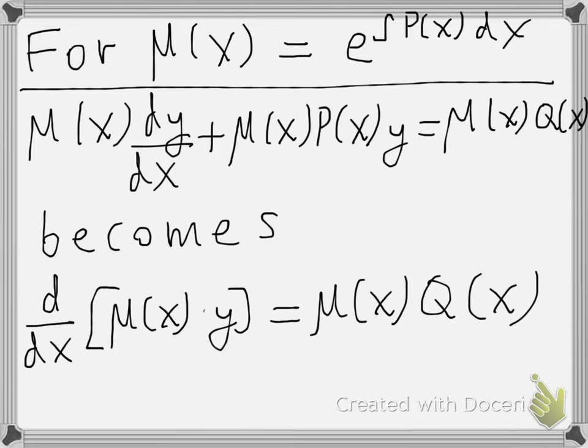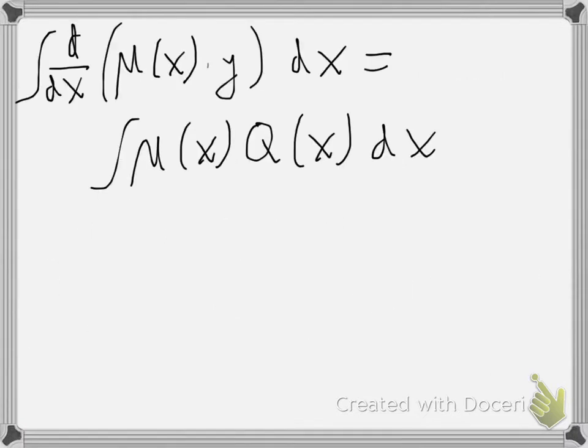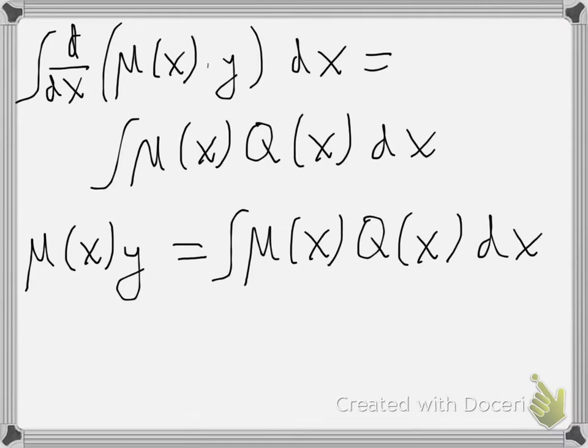So following the method from the special case, we can integrate both sides of this equation with respect to x to obtain the integral of the derivative of mu of x times y dx equals the integral of mu of x times q of x dx. Again, remembering the fundamental theorem of calculus, the left-hand side of that equation just becomes mu of x times y. And the right-hand side of the equation stays the same. It's just the integral of mu of x times q of x dx, and we need to know what the specific values of mu and q are in order to integrate that.